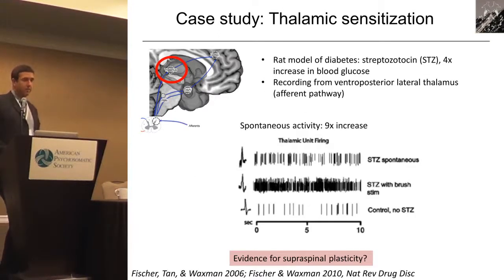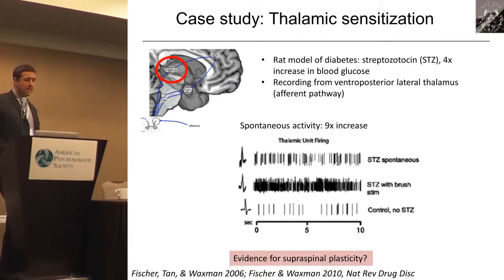In fact, there's also an increase in spontaneous activity in these neurons. Right, so there's a ninefold increase in spontaneous firing in these nominally nociceptive neurons. And you can see that here in these raster plots that show the spikes. So is this evidence for supraspinal plasticity changes? Maybe, and this is where it starts to get really interesting.